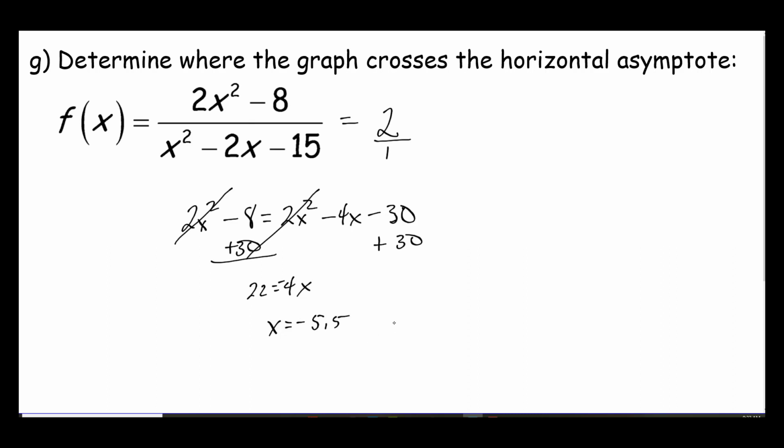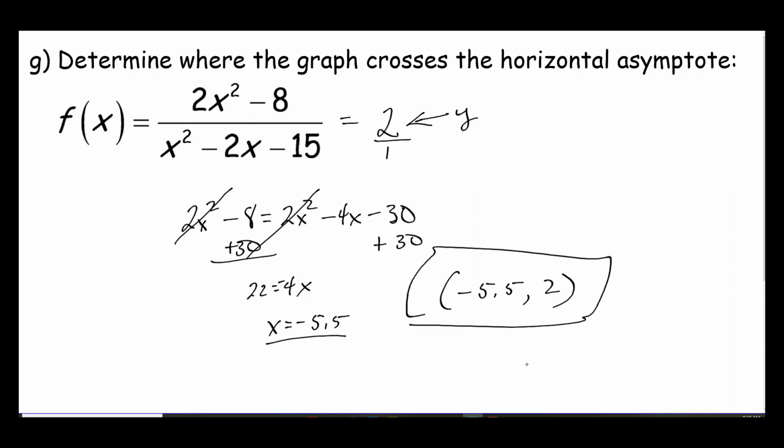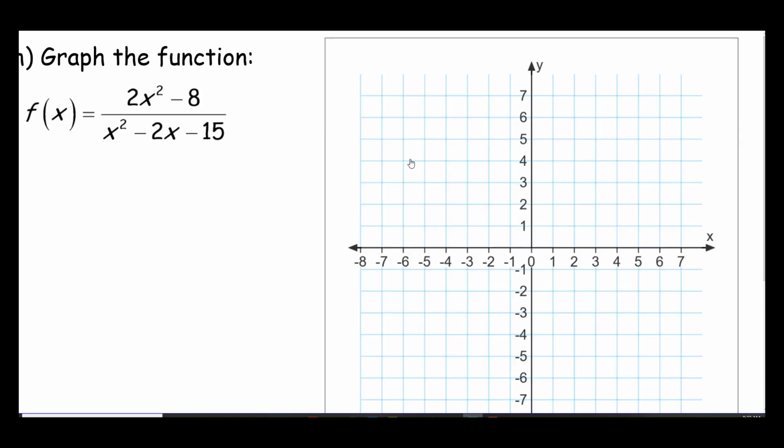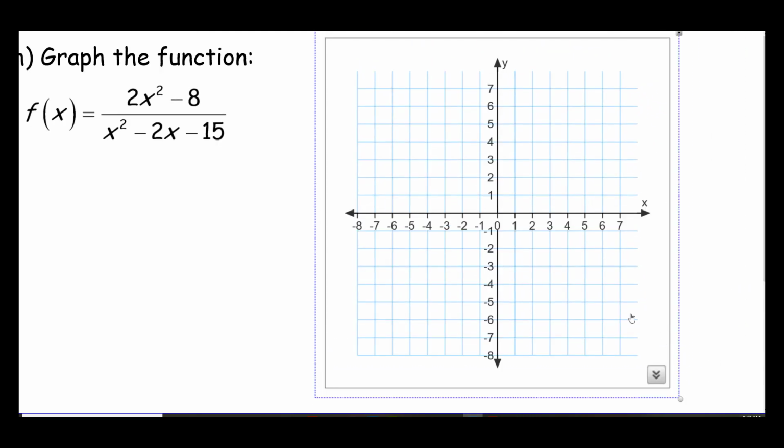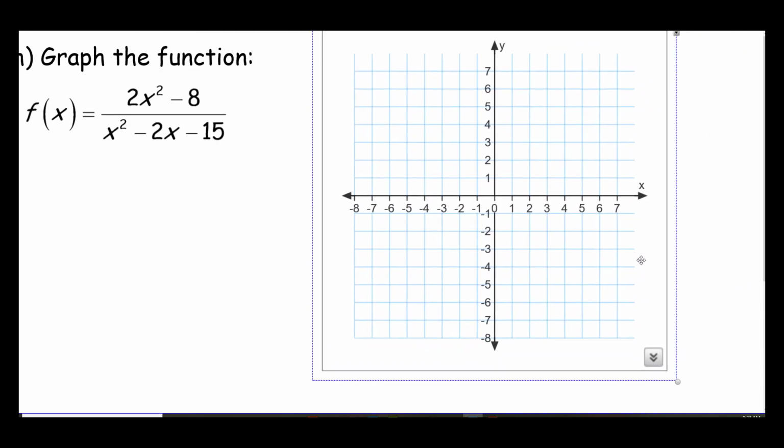Okay? Now remember, this is a coordinate. This is the x value of the coordinate, and this is the y value of the coordinate. All right? So we say negative 5.5, comma, 2 is an important part of our graph. All right? So let's take a look. Now we are going to graph it. Let me make this a hair smaller, so it fits on the screen. So let's take a look now.